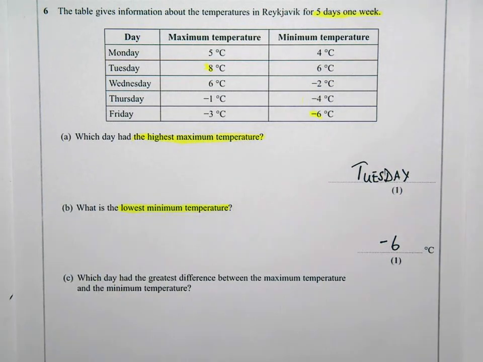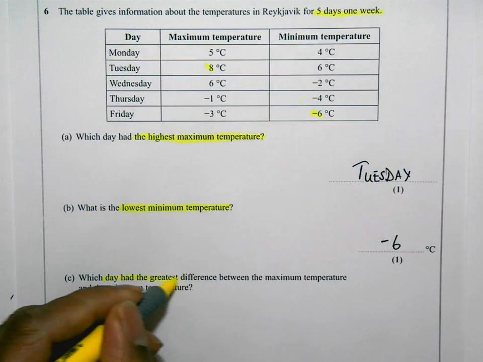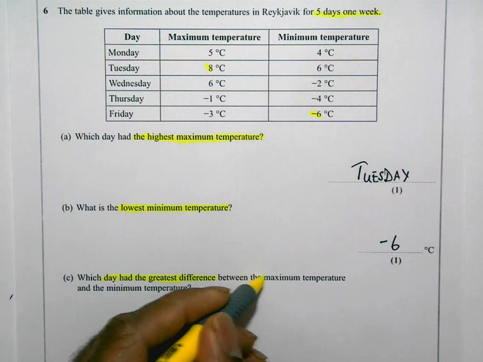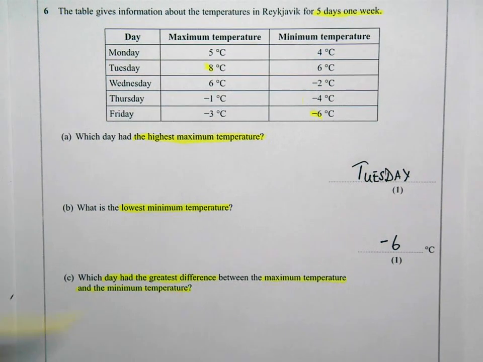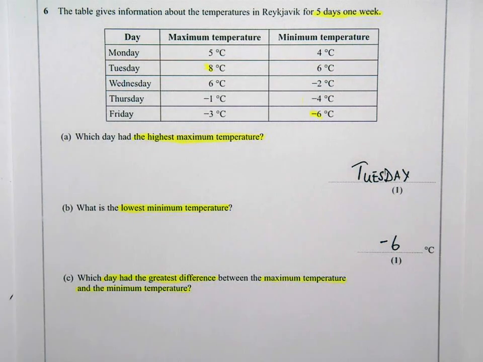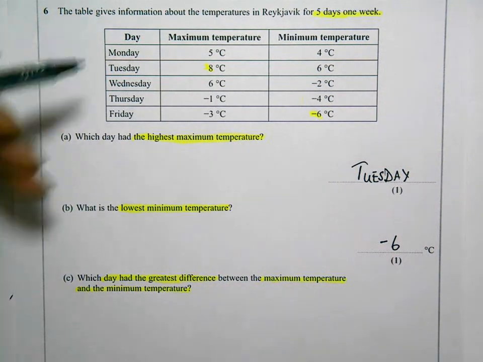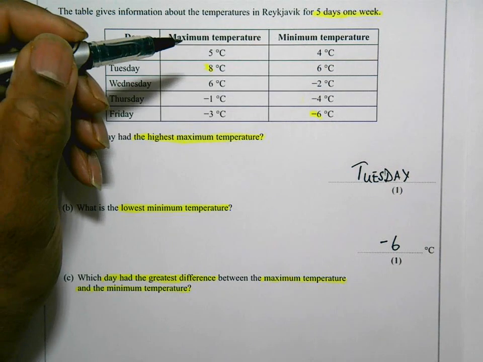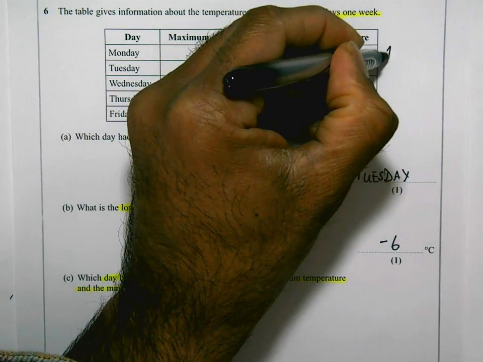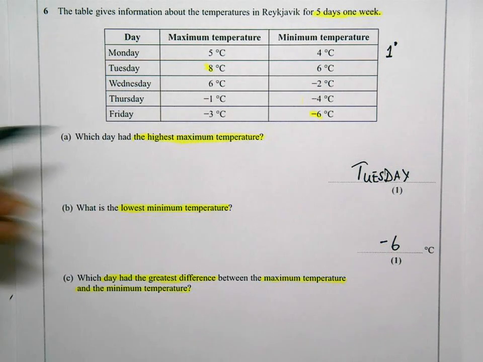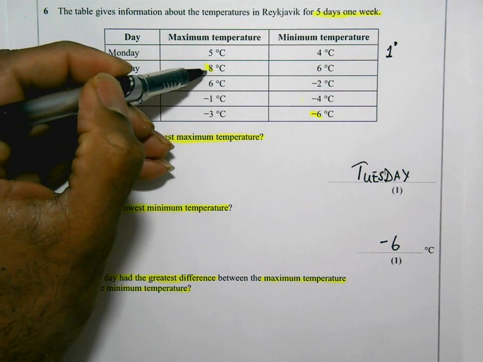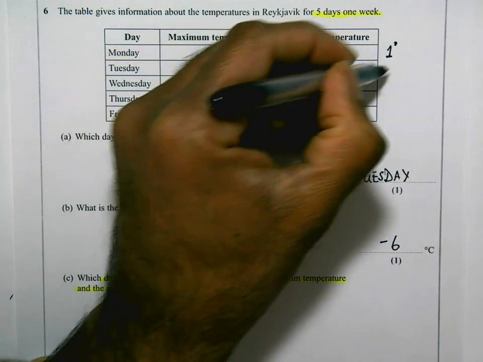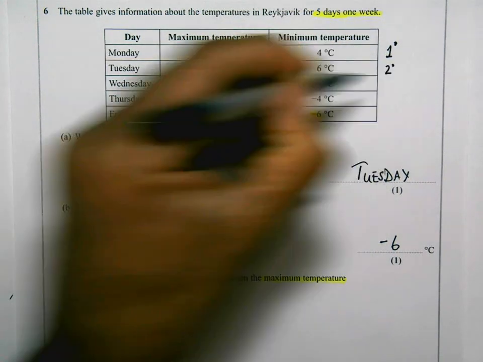And then part C, which day had the greatest difference between maximum temperature and minimum temperature? So they want to see which day the difference between the maximum and minimum temperatures was the biggest. So if I go through each of the days, on Monday the maximum was 5 and the minimum was 4. So the difference between those two is 1 degree. On Tuesday the maximum was 8, the minimum was 6. So the difference between those two is just 2. 8 take away 6 is 2.